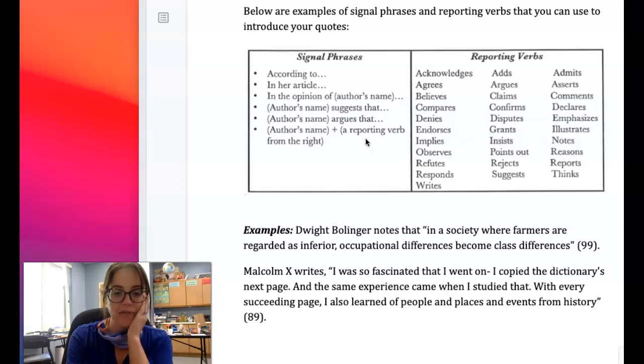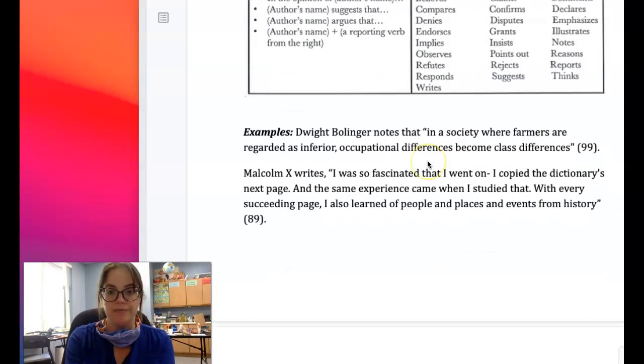All right, so some examples. Dwight Bollinger, that's our author, notes, that's my reporting verb, that in a society where farmers are regarded as inferior, occupational differences become class differences. All right, another one, Malcolm X, that's my person, okay, writes, that's my reporting verb, and then our quote.